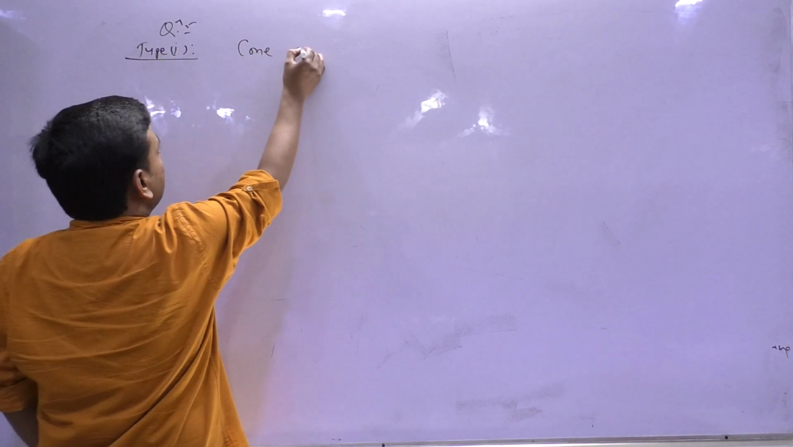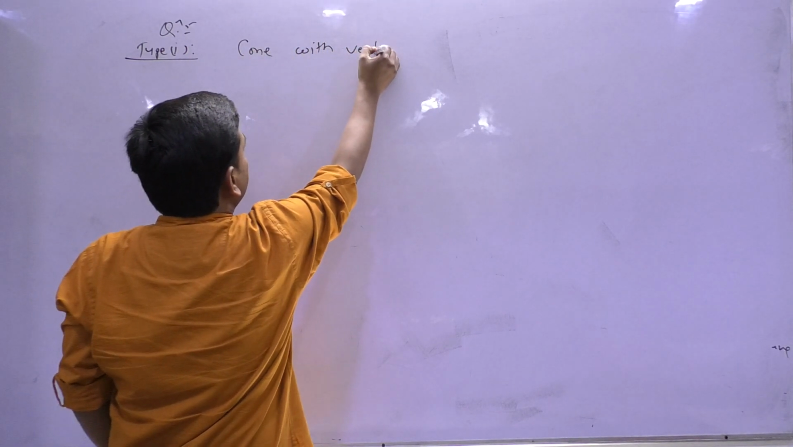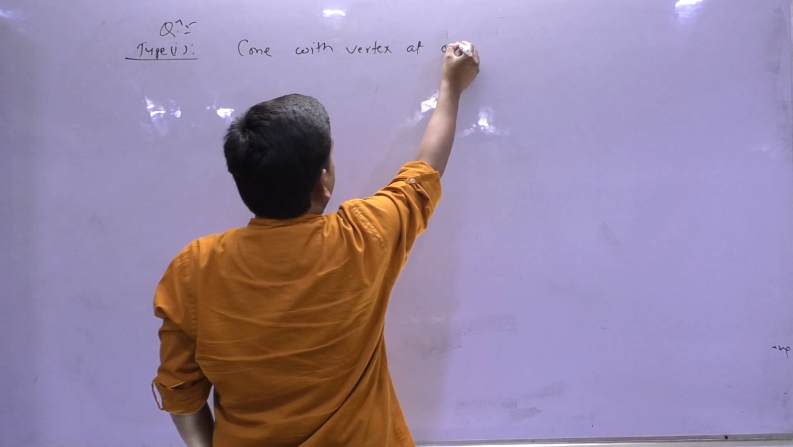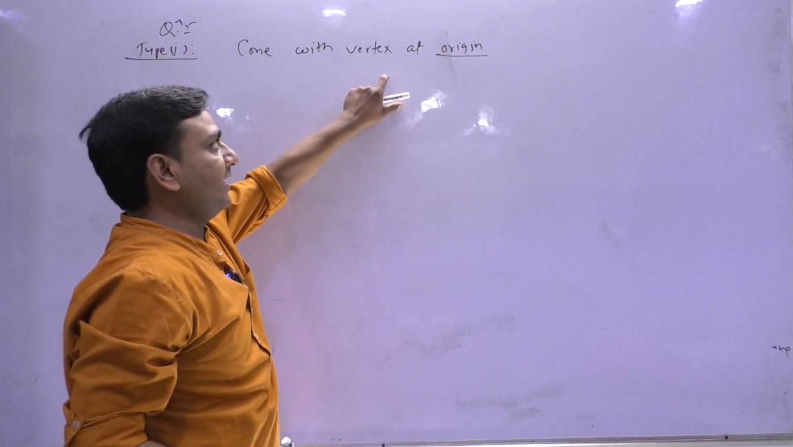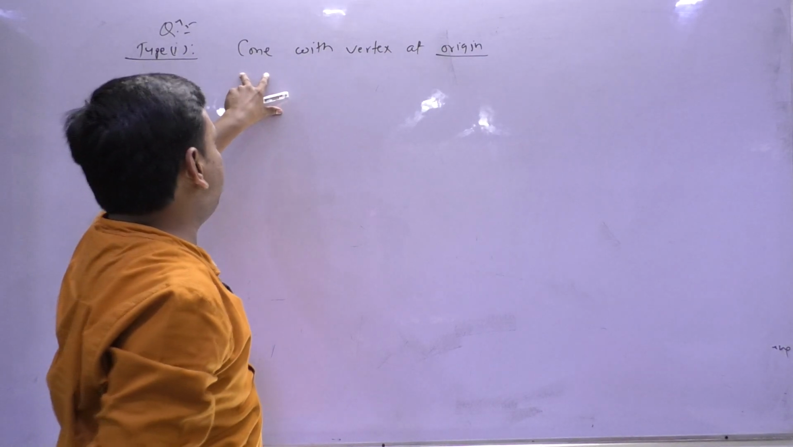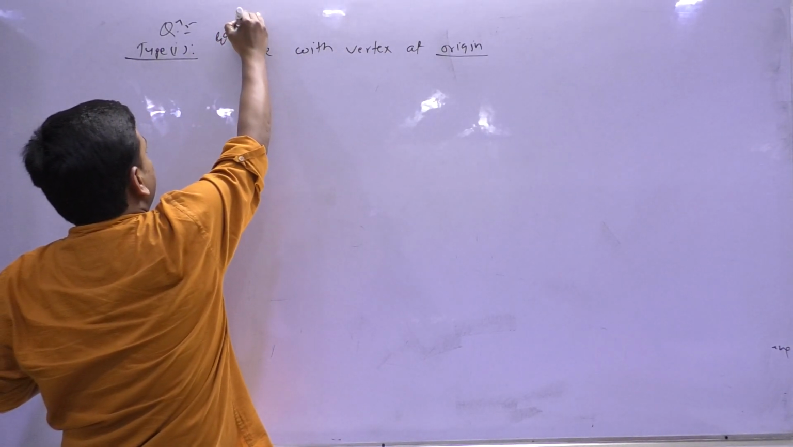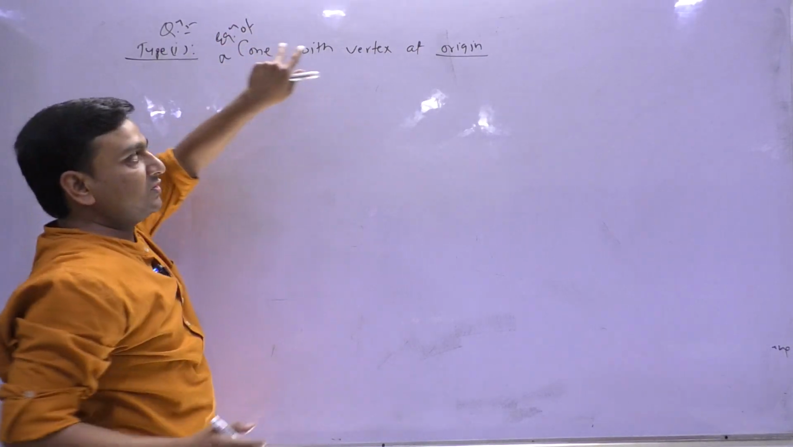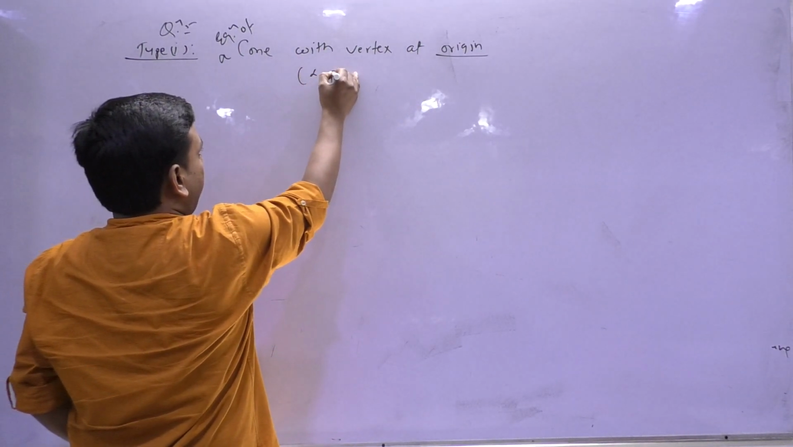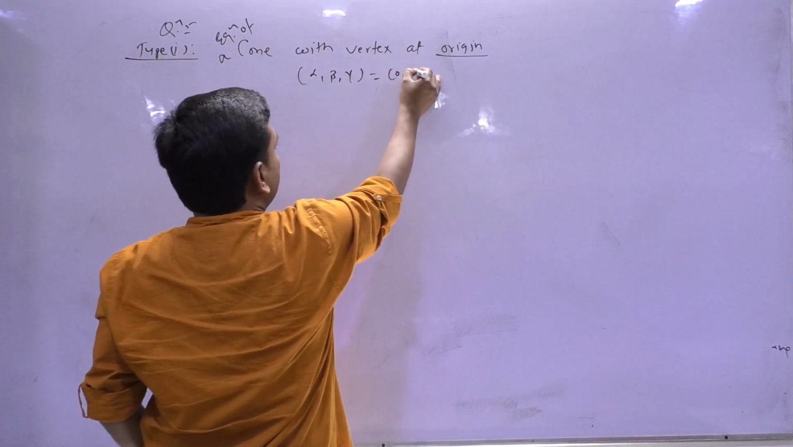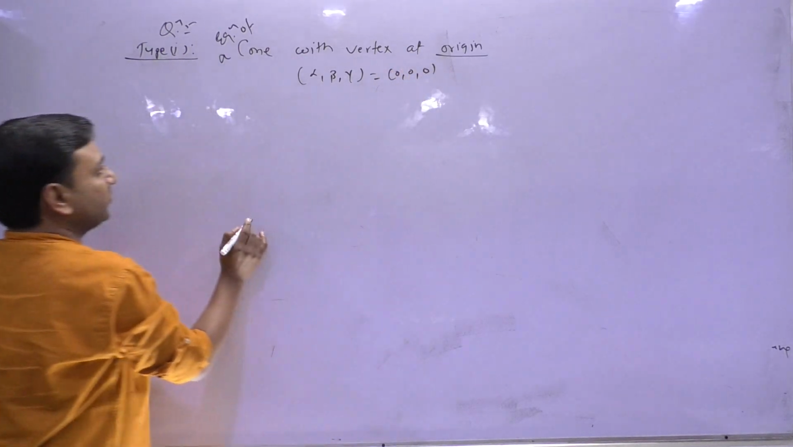Cone with vertex at origin. Special case. We need the equation of a cone whose vertex is at the origin. So alpha, beta, gamma is 0, 0, 0.